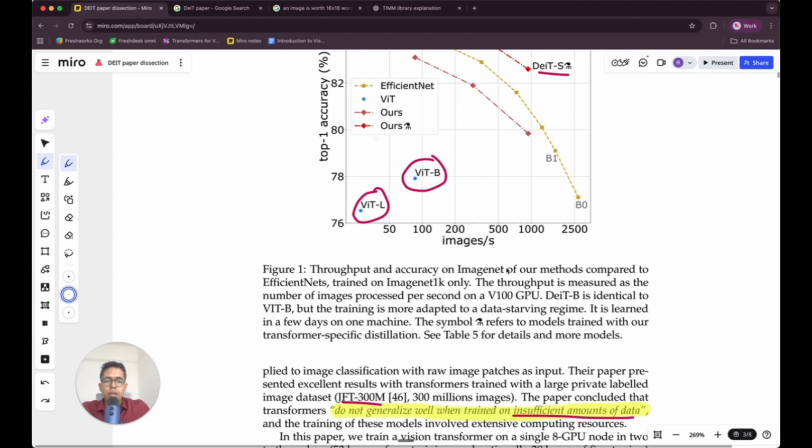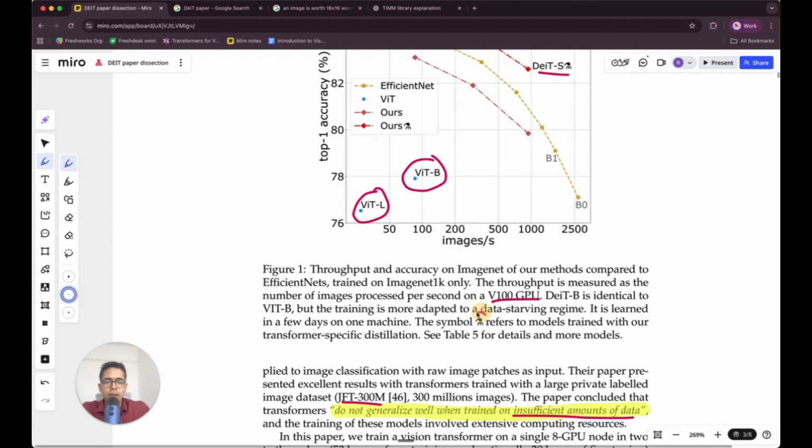Let's read the title. Throughput and accuracy on ImageNet of our methods compared to EfficientNets trained on ImageNet 1K only. The throughput is measured as the number of images processed per second on a V100 GPU. DeiT-B, which is the base model, is identical to Vision Transformer B. When they say identical, I hope it's based on number of parameters. But the training is more adapted to the data starving regime. It is learned in a few days on one machine.